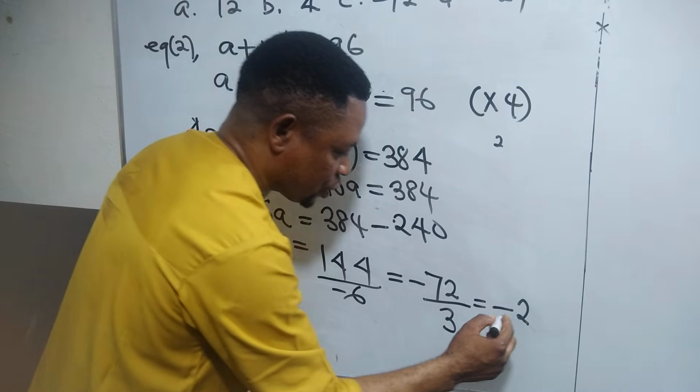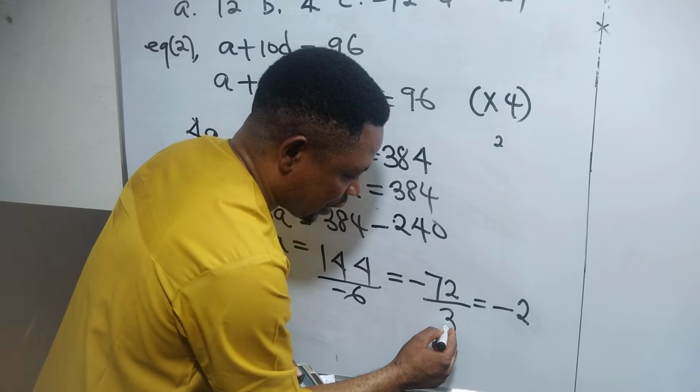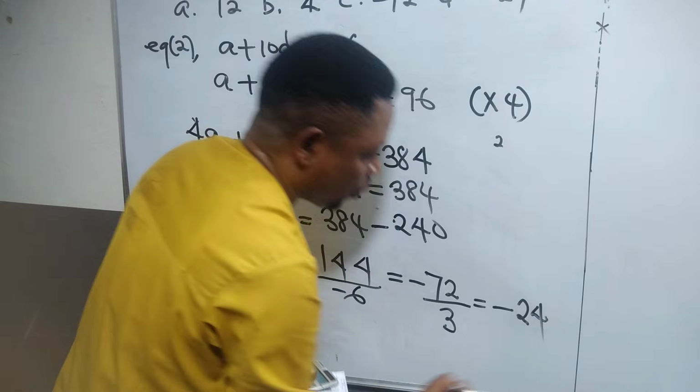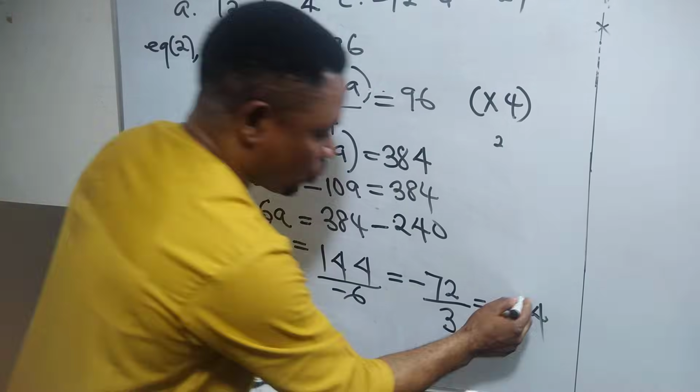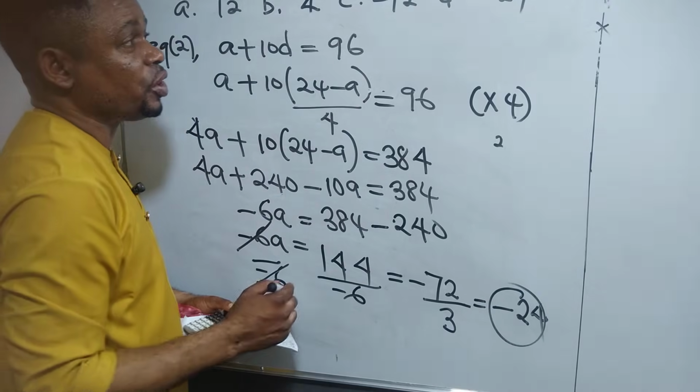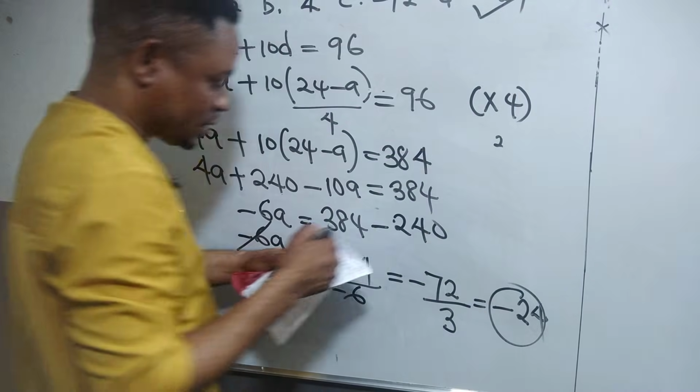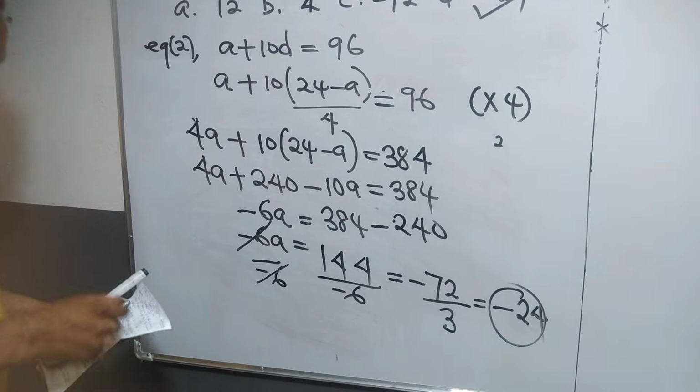3 can go into this, gives you what? Are you with me? 3 can go into 12 to give you what? 4. So which means the correct answer is minus what? 24. Do you have minus 24 in the option? Yes. So which means the correct answer is option what? D. Hope you are following.